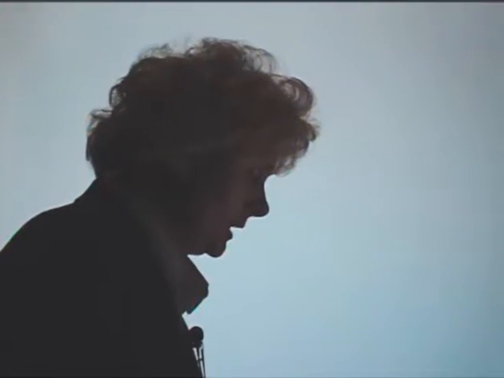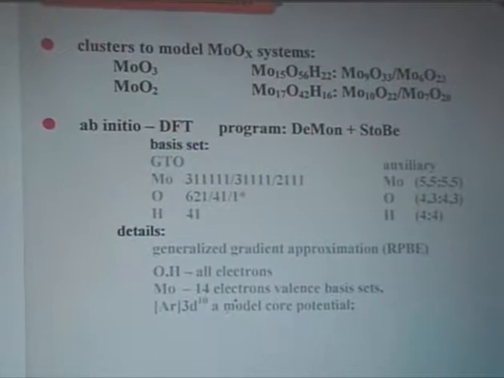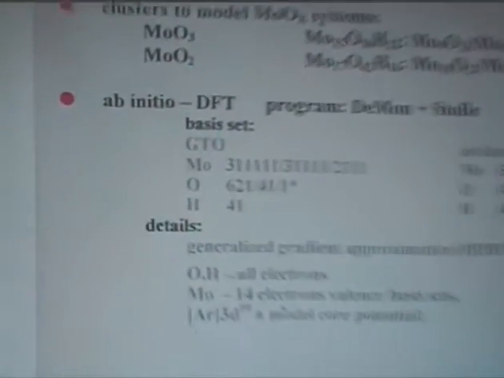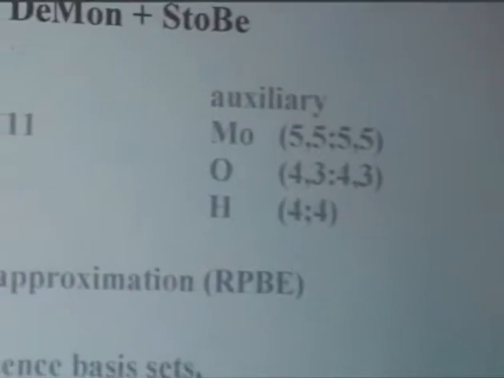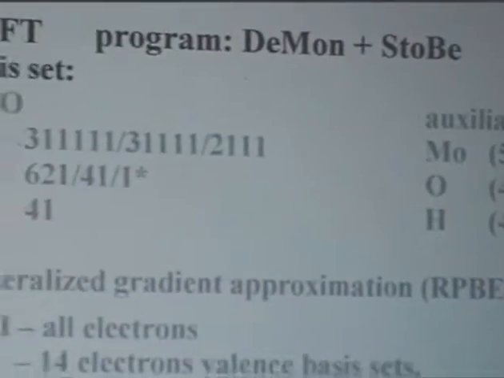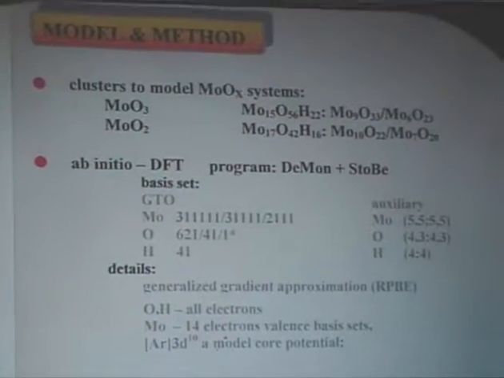Well, the results which I am going to present today will be the results of the cluster approach and density functional theory, so there are some details for those who are interested. I just want to point out that we have selected very big clusters, like Mo15O56 in the case of molybdenum trioxide and Mo17O32 in the case of molybdenum dioxide, before studying the electronic properties of this system.